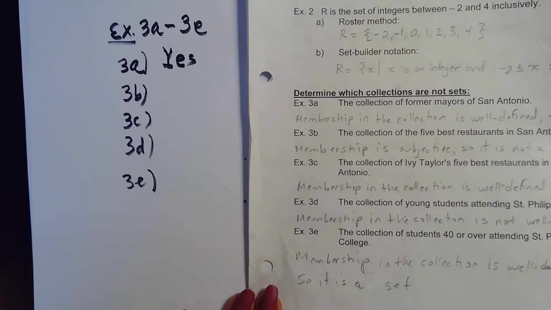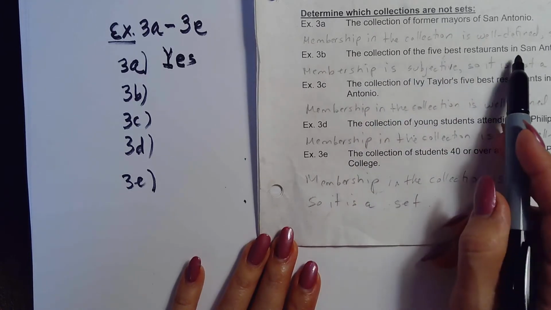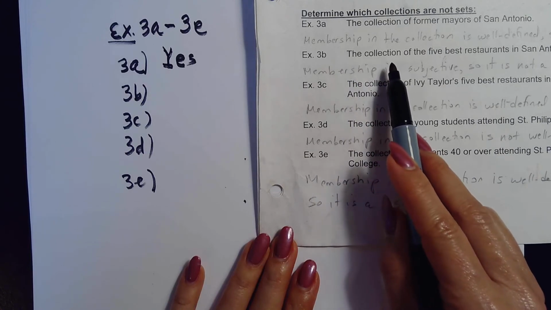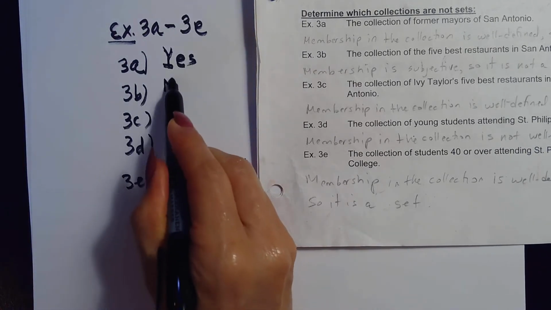3B, I'll put this on the side here, and then we'll just be reading together. The collection of the 5 best restaurants in San Antonio. Well, this is subjective because my set will be different than your set, perhaps, right? Most likely it will be different because I have my own opinions about what are those 5 best restaurants in San Antonio, and your opinion may be different. So this is not a set because there's no unique characteristic definition that identifies the elements of the set.